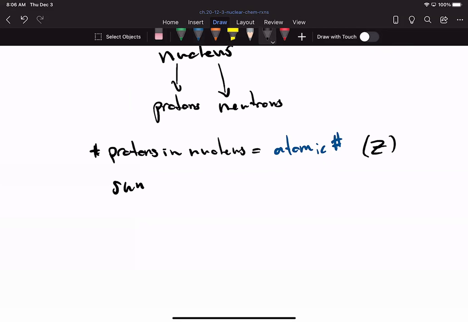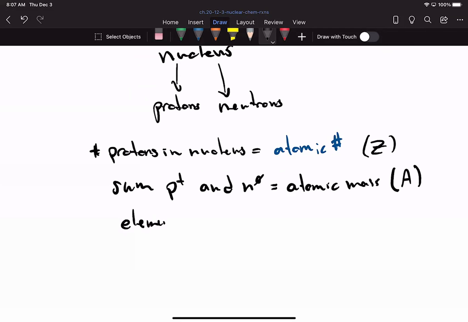Now, there we go. So we'll say the sum of protons and the sum of neutrons is equal to atomic mass, and we're going to use capital A for this value. So capital A represents the atomic mass, and Z represents the number of protons or the atomic number. And any element or isotope is going to be represented by this X here.